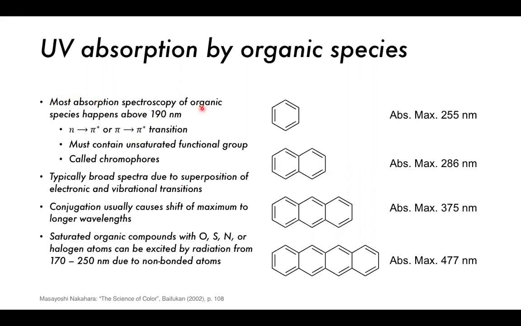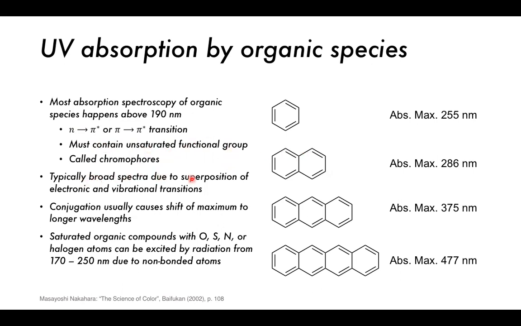So most absorption spectroscopy of organic species happens above 190 nanometers. That's because of the n to sigma star transition that we had before, where the problem was that the excitation from the ground state to the excited state was cleaving or destroying the bond. So this n to pi star or pi to pi star transition is the one we're most interested in. It must contain unsaturated functional groups, called chromophores, in order for the absorbance to happen above those wavelengths.